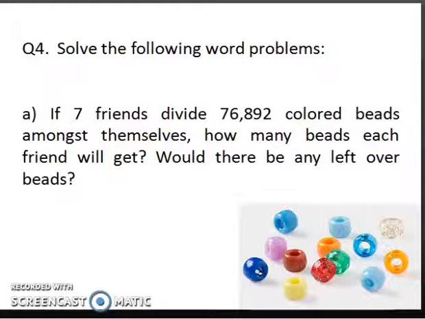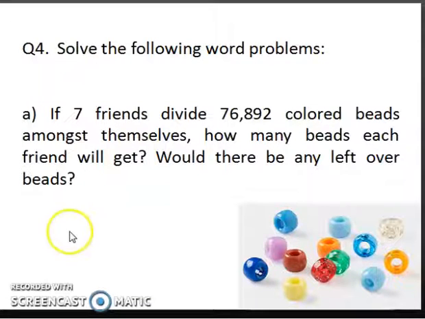Now let us today quickly finish up this exercise. Question number 4, so-called the word problems, and as I normally say, these are the situation around us. So the first situation given to us is, if 7 friends divide 76,892 colored beads among themselves, how many beads each friend will get? Now it is a division already is written in the question. Quite easy for you to identify that this is a division question. Otherwise, the key hint is, when anything is to be divided equally among a group, then we divide. Equal division leads us to division.